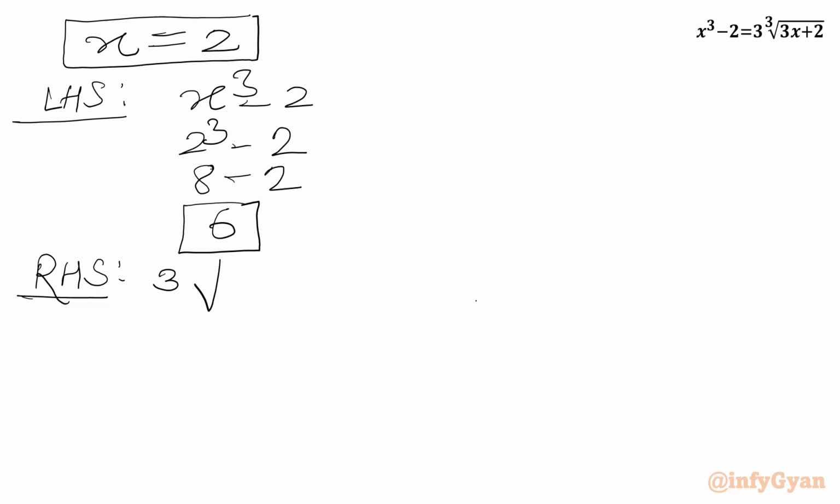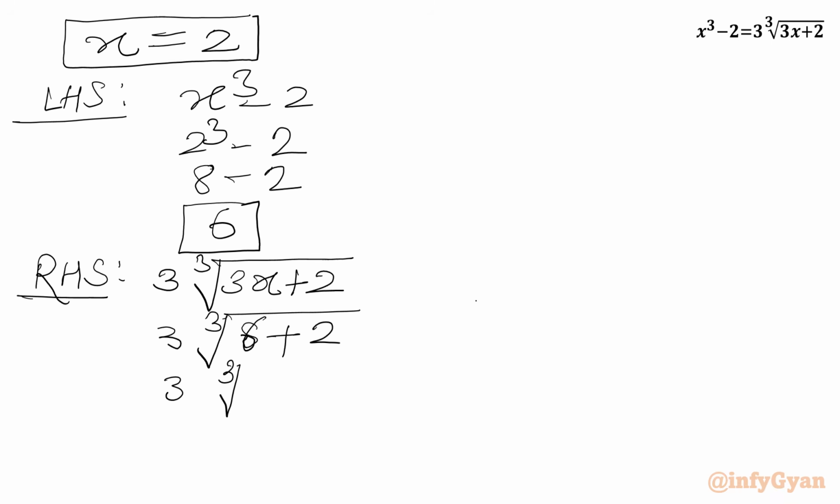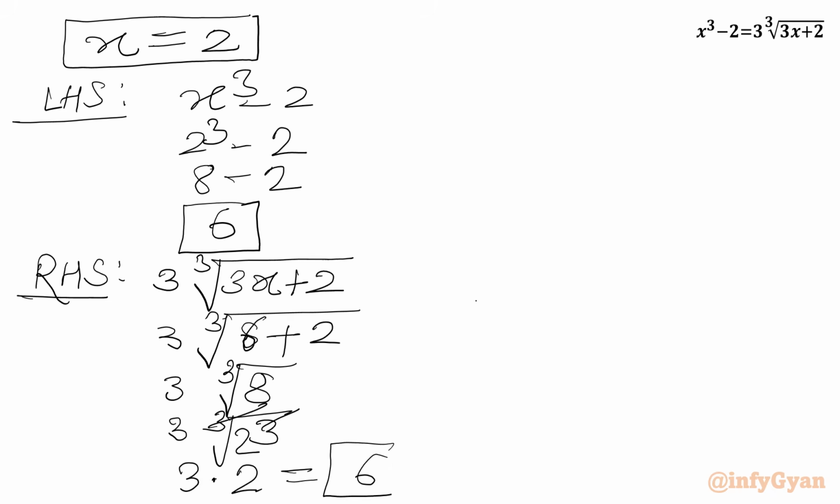We will write 3 times cube root of 3x plus 2. Now we will be putting x equal to 2. We will get 3 times 2 is 6, plus 2 first. Then we will write 3 times cube root of 8, which is 3 times cube root of 2 cube. Cube root and cube will be cancelled out. We are going to get 3 times 2, which is equal to 6, and 6 is our LHS. LHS equal to RHS, hence our solution x equal to 2 is true and verified.